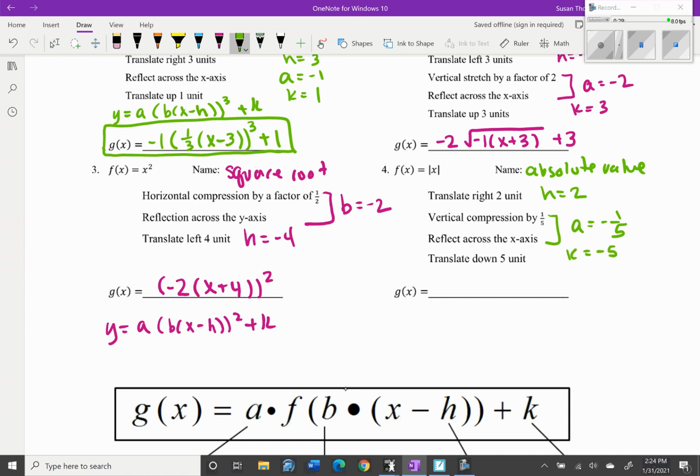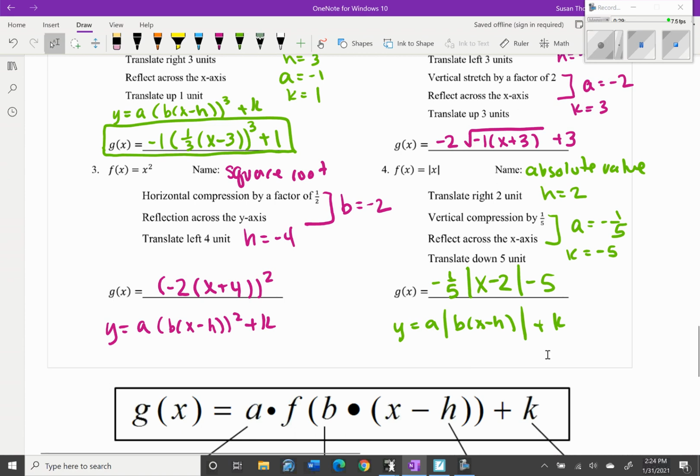So our general equation, y equals a times the absolute value of b x minus h, close absolute value bars, plus k. So I just need to put my variables into the equation. So -1/5 times the absolute value of b, which we don't have. So it would just be x -2, close absolute value bars, and -5. So that means of course, your b value is just 1 if it's not there, but we don't need to write that 1. So this would be my new equation.